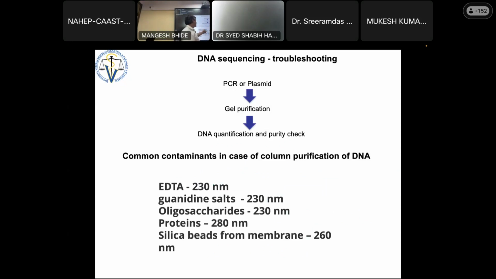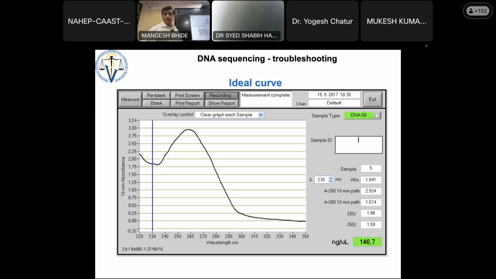Guanidine salt. Guanidine comes from guanidine thiocyanate, so you have to wash your column vigorously, 2 or 3 times. You have contamination of oligosaccharides, which comes from the gel itself. You have proteins, which come from the DNA polymerase, Taq polymerase. Silica beads come from the membrane itself, and so on. So all these contaminants will come during your purification.